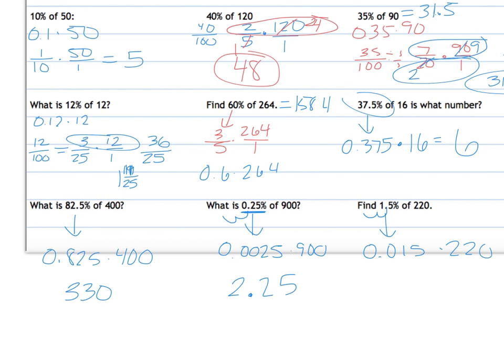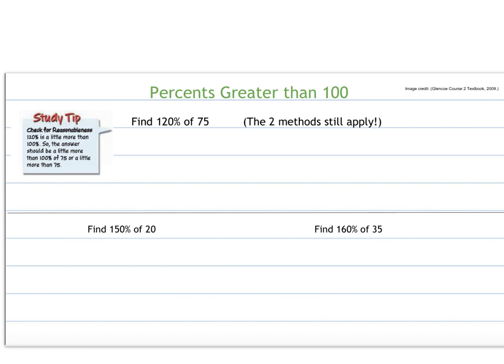Same thing, move the decimal 2 places. Times 220 for 3.3. If I made any mistakes, please let me know.